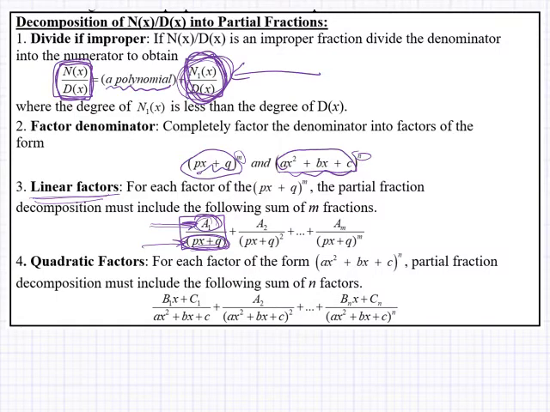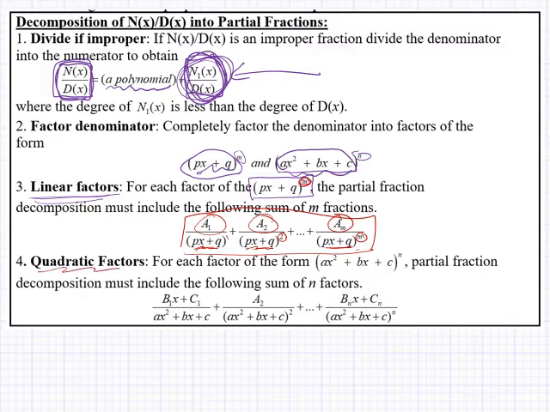Also, if you have a repeated linear factor, so that factor is raised to a particular power, you would have to address that in the problem by placing that linear factor to the first, then that linear factor to the second, all the way up to that linear factor to whatever the highest power is, as separate denominators throughout the decomposition process. However, since they are all linear factors, the numerators would still just be constants all the way through. We'll see an example of that.